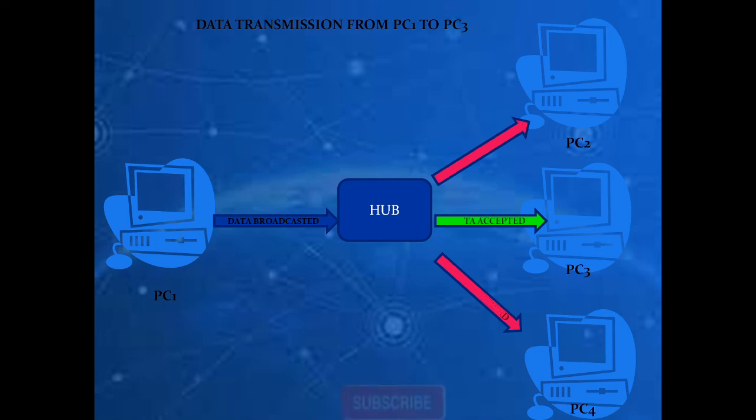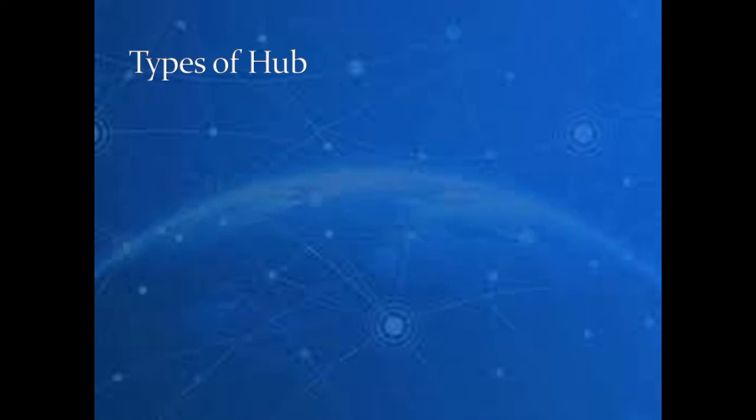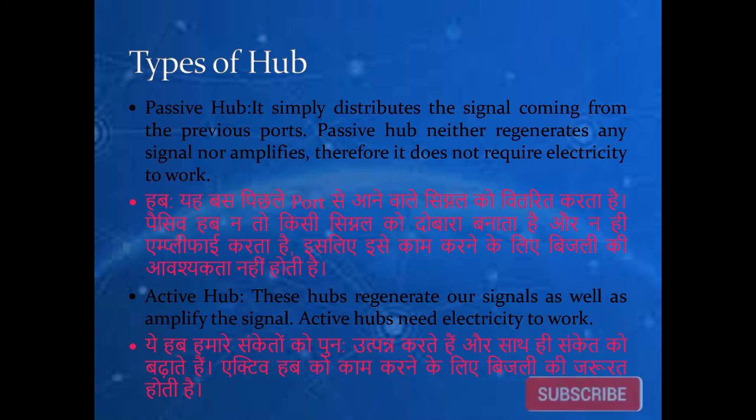Now, hubs are again of two types. What are the two types of hub? One is the passive hub and the second one is the active hub. Now, what does a passive hub do? It simply distributes the signal coming from the previous ports. A passive hub neither regenerates any signal nor amplifies it. Therefore, it does not require electricity.